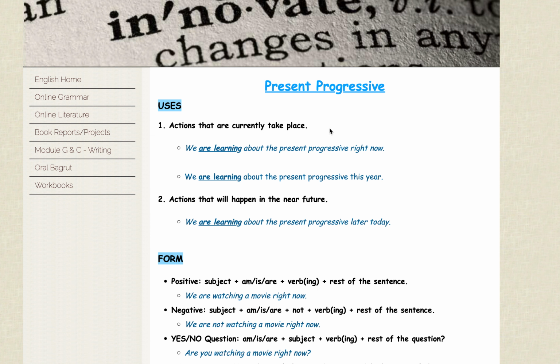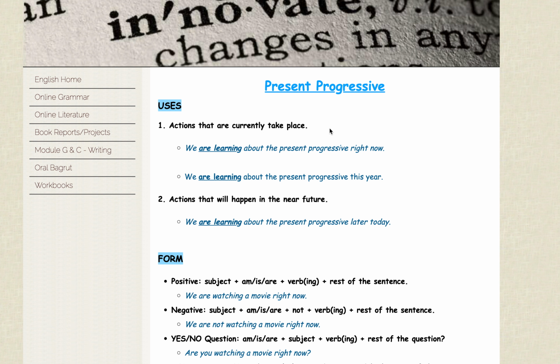So I could say we are learning about the present progressive right now, and I would use the present progressive because I'm talking about currently. I could say we are learning about the present progressive this year because it's happening this year. I could say we are studying the present progressive this century. So it's actions that are currently taking place.